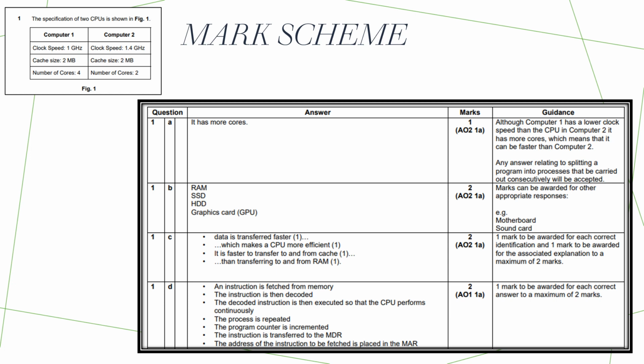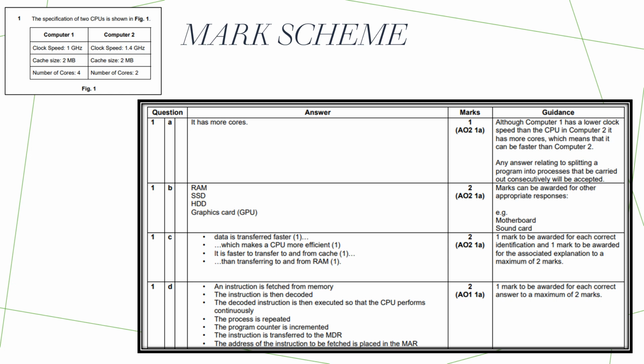For question 1B, it was asking you what 2 things could you add to the computer other than the CPU to make it better, to improve the performance. So anything to do with increasing the RAM, switching to a solid state drive, or adding a graphics card could get you the mark. It does say marks can be awarded for other appropriate responses, for example motherboard or sound card, but you'd have to say, you know, upgrading those particular devices. So upgrading the motherboard or upgrading your sound card.